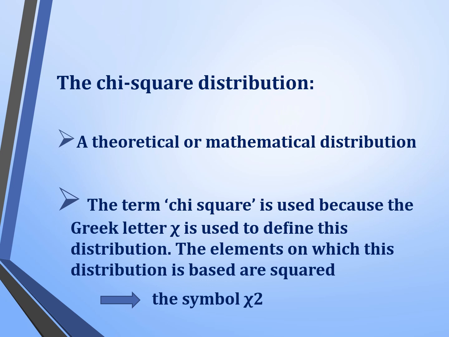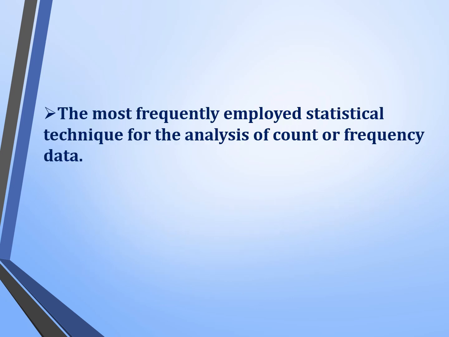The chi-square distribution is a theoretical or mathematical distribution. Since the Greek letter chi was used to define this distribution and the elements it used are all squared, it is called chi-square test. It is a non-parametric statistical test.